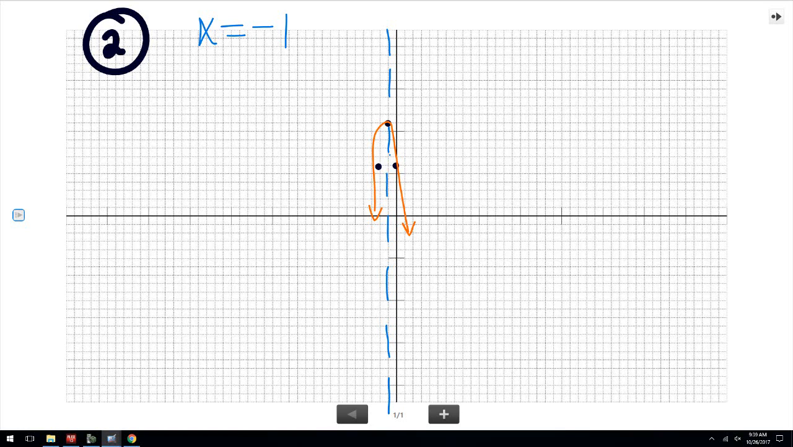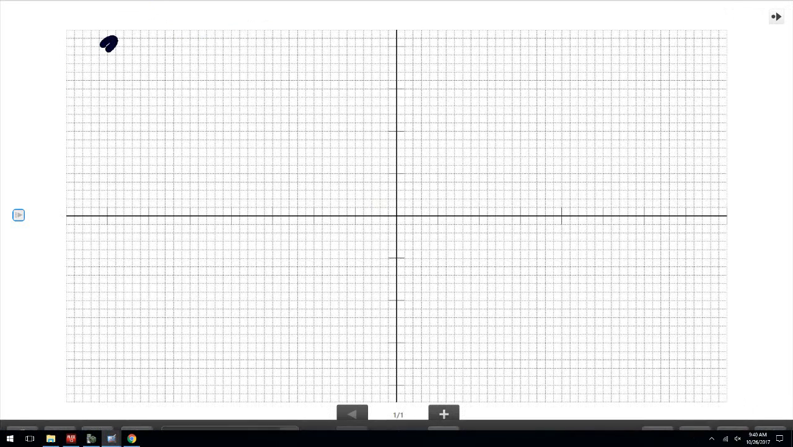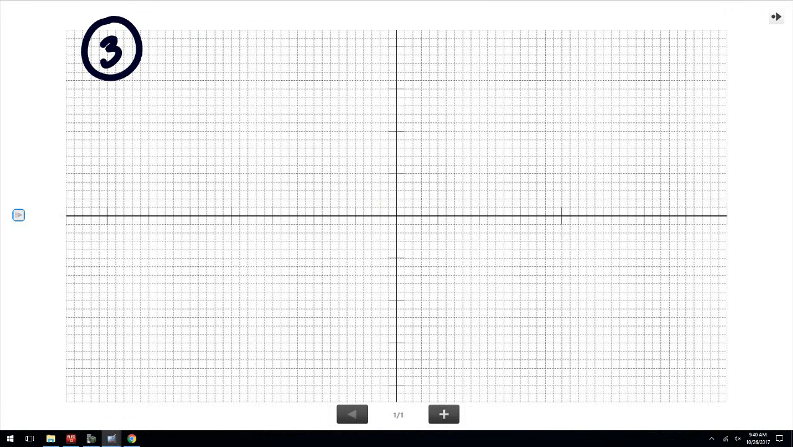Alright, last one, number 3. Okay, what's the very first thing we found out on 3? Y-intercept. Where's it at? 5. All right, go ahead and draw your graph real quick on number 3. This is the last one, so you can go on the back of your graph paper if you don't have room. So 5. All right, sweet.